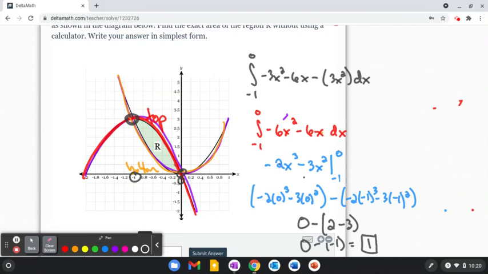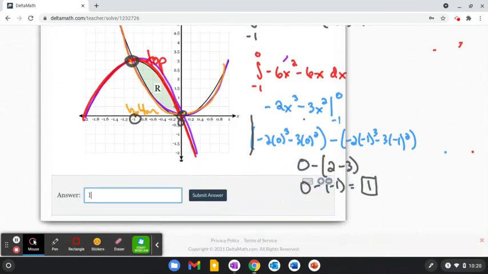If you end up getting a negative area, that is bad. That means you messed up a sign or you put the limits in the wrong place. You should always get a positive area between two curves. All right, so hopefully we did that right. Let's go ahead and plug that in, see if we did it.